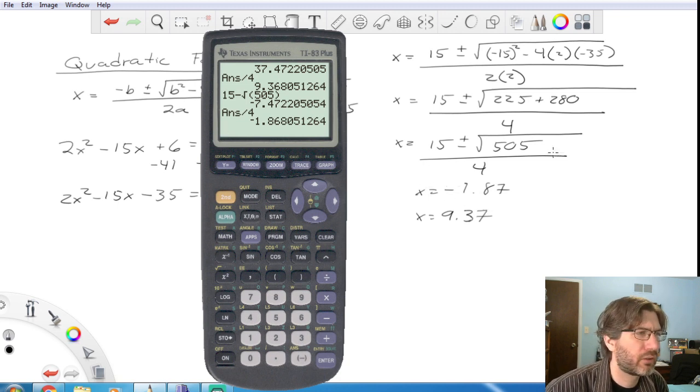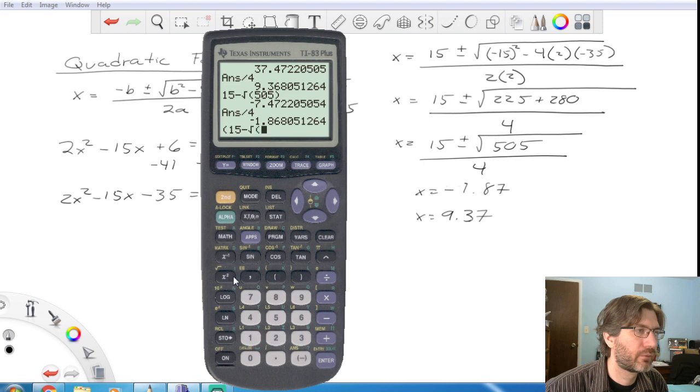Just watch your calculator if you're using it. You can do it in steps as opposed to the whole thing, because then you'll probably get some missed numbers here. I think it's because it took the square root, then it divided it. It didn't divide everything. So I needed a parenthesis here.